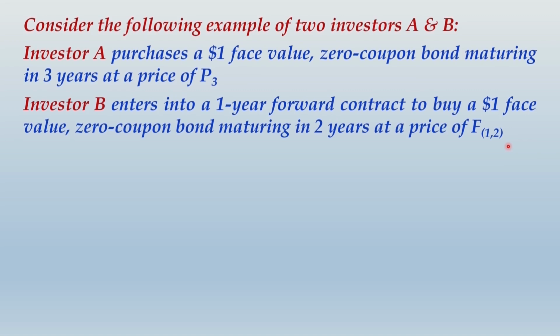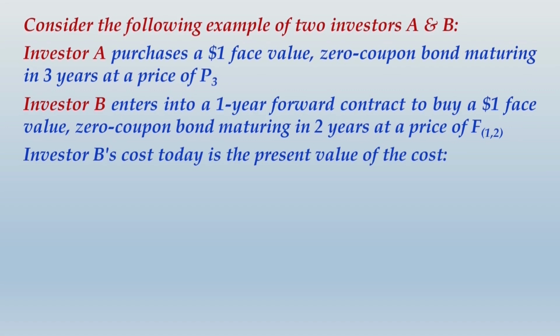Please understand one thing. Both of these bonds are zero coupon bonds. Both will mature after 3 years from now. But this bond is initiating right now and will mature in 3 years. This bond will initiate after 1 year and will mature after another 2 years from the date of initiation. That means the maturity date of both the bonds will be the same.